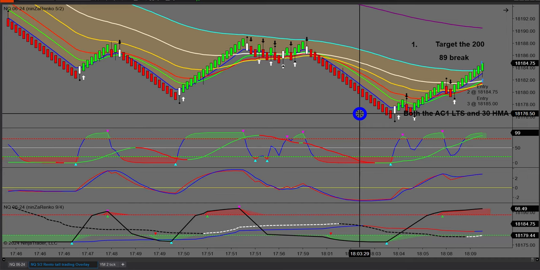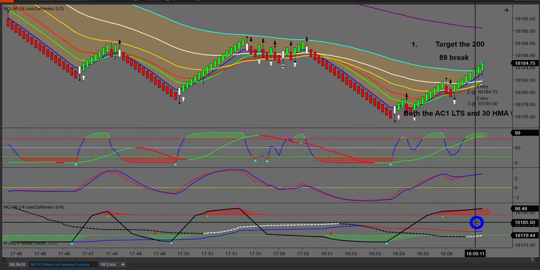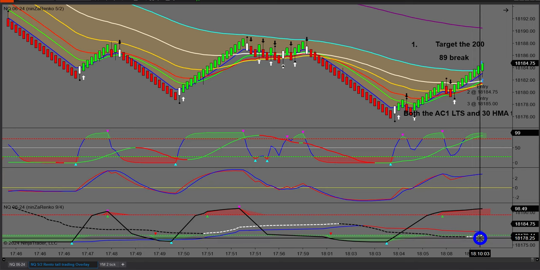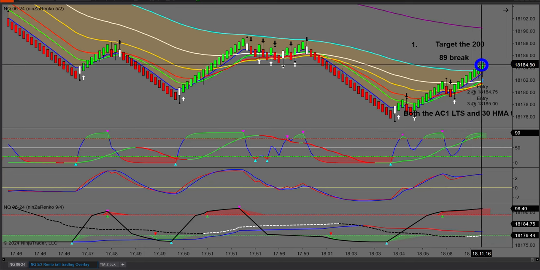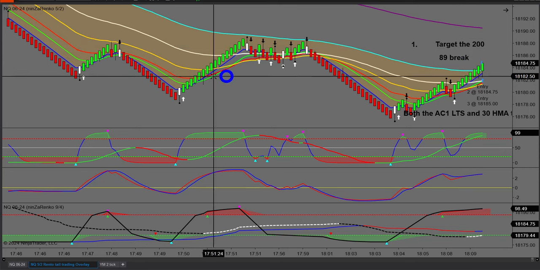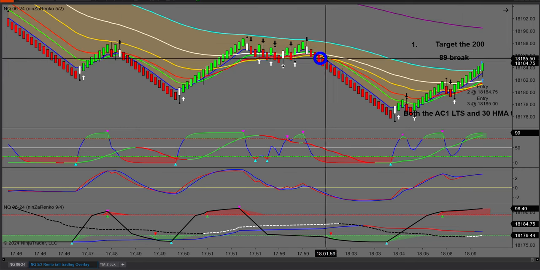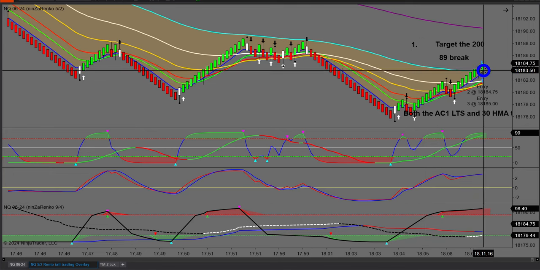But then, a couple of minutes later, it's actually 1.5 minutes later, I then had the 30 period hull hooked up, so did the long-term stochastic. I'm bobbing or perking my head just up above the 89, and so I decide to roll the dice. Now this is a higher risk trade.